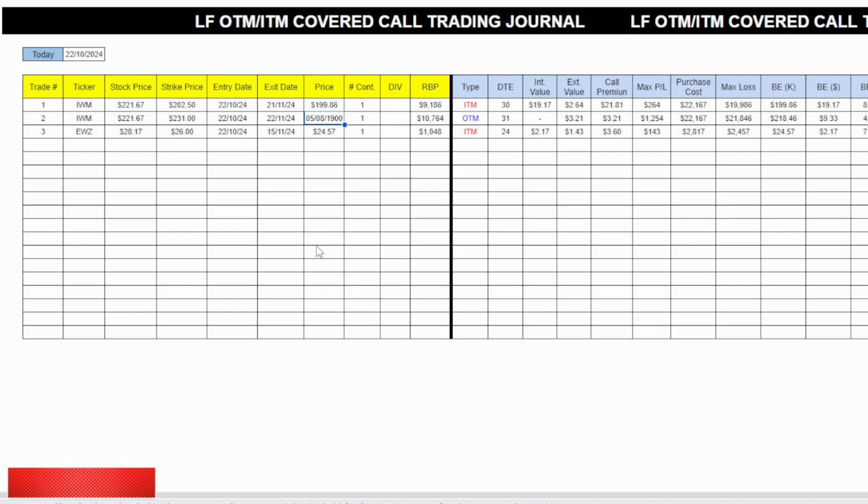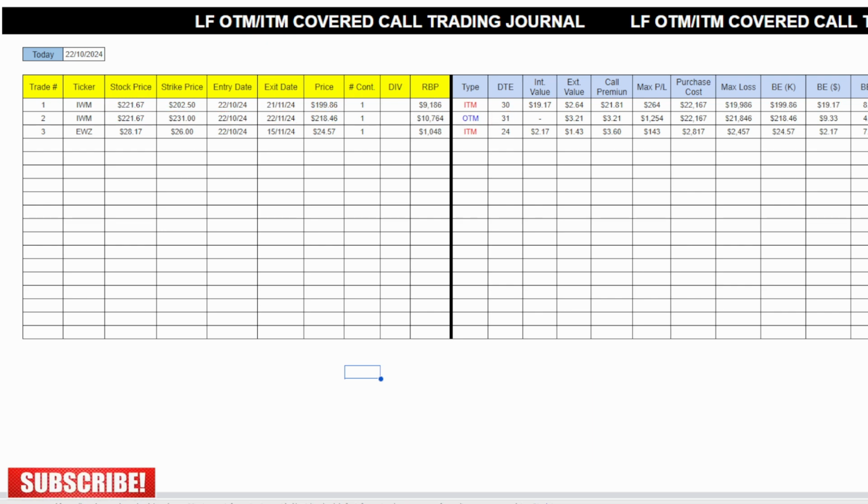So here we go. We just paid $218.46 to open that contract. And IWM is trading right now at 221.67 at mid price, so we're going to use both of these numbers. The strike price is $231. Today is 22nd of October, and our expiration date is going to be 22nd of November. In other words, 31 days to expiration, and that covered call is out of the money. The buying power to open that trade is 10,764.